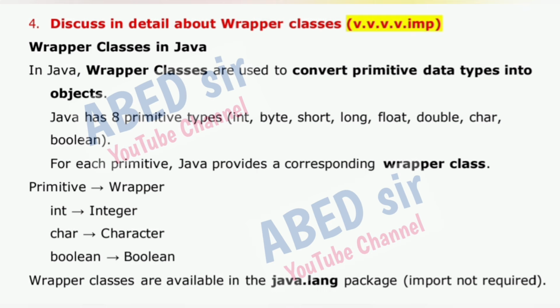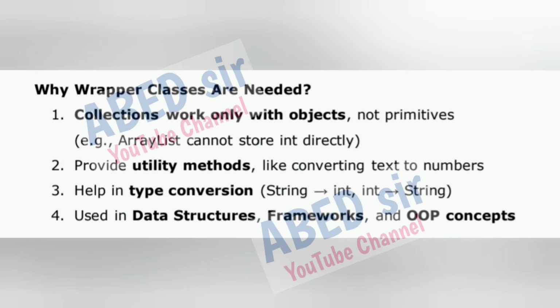Primitive, wrapper: int, Integer. char, Character. boolean, Boolean. Wrapper classes are available in the java.lang package, import not required. Why are wrapper classes needed? 1. Collections work only with objects, not primitives. Example, ArrayList cannot store int directly. 2. They provide utility methods, like converting text to numbers. 3. They help in type conversion, string to int, int to string. 4. Used in data structures, frameworks, and OOP concepts.